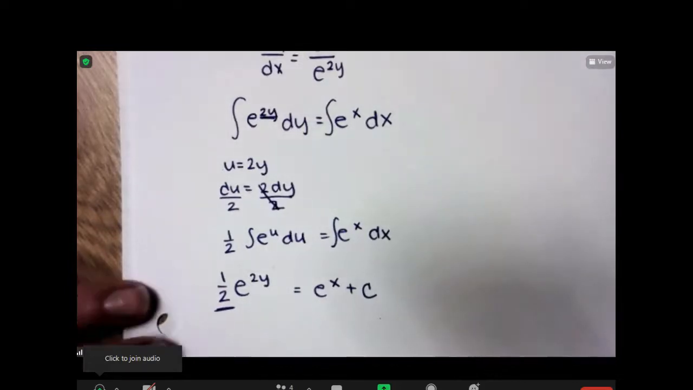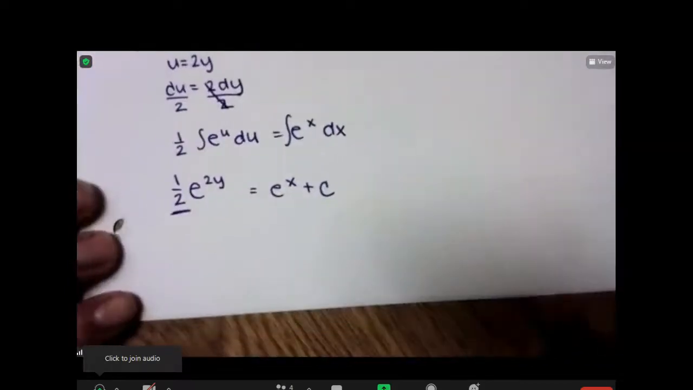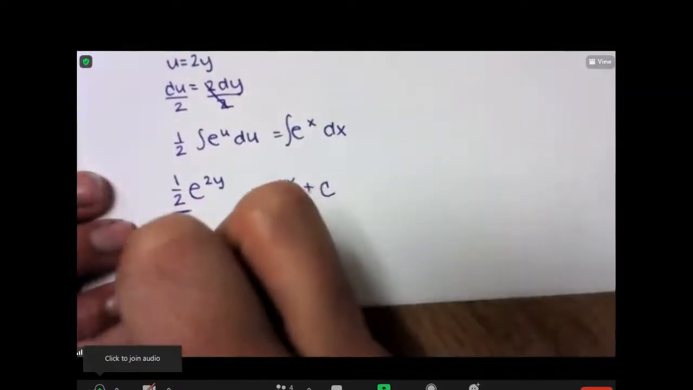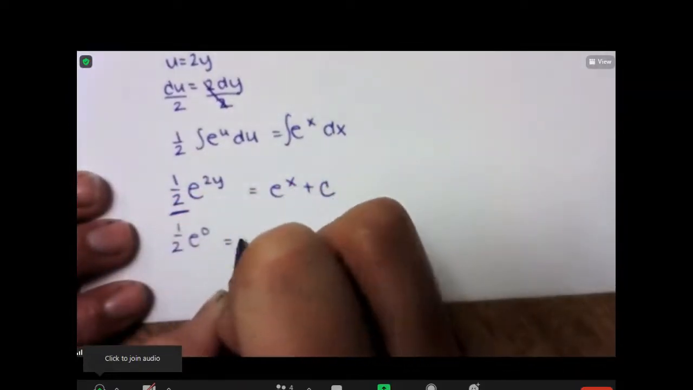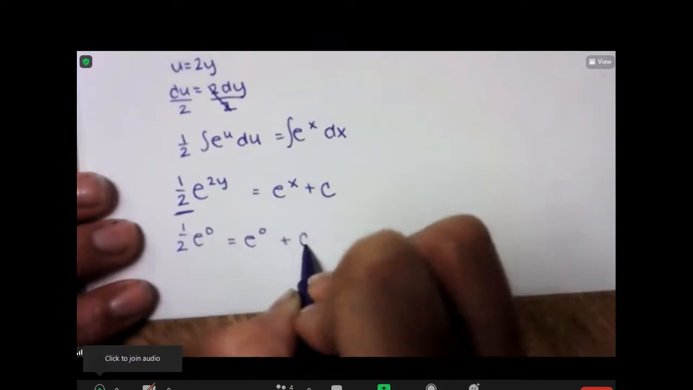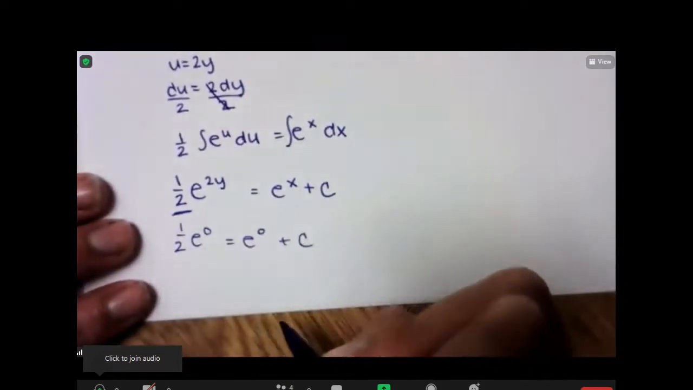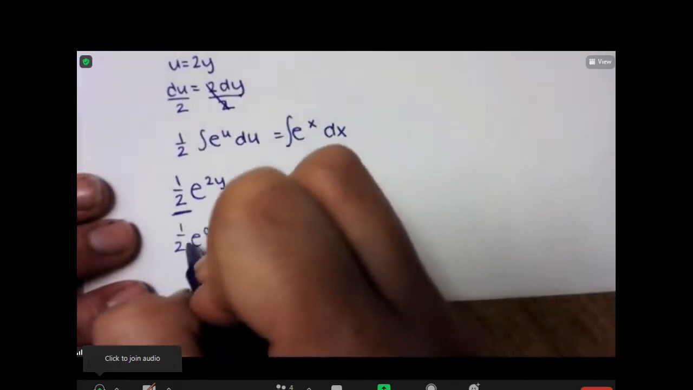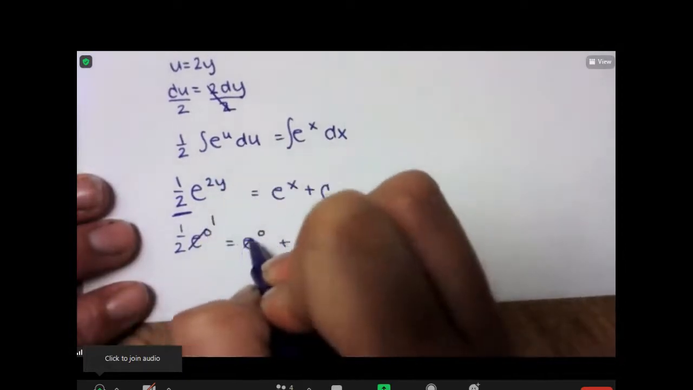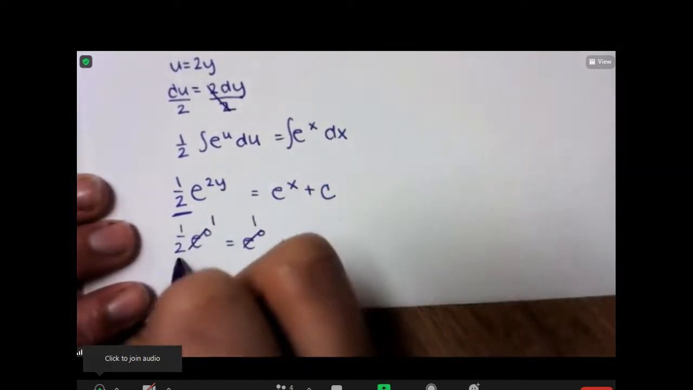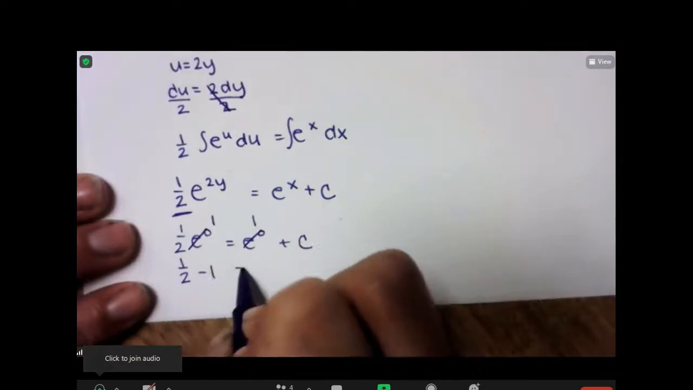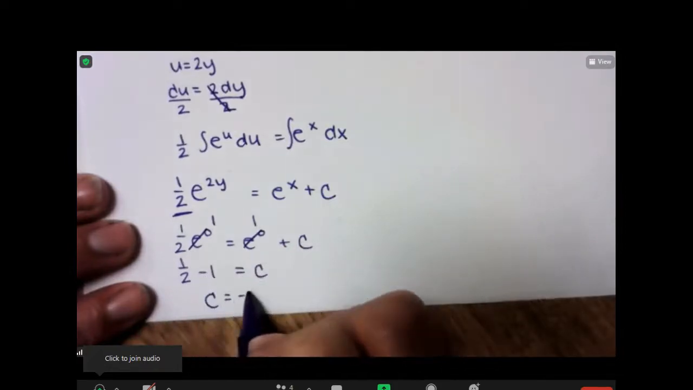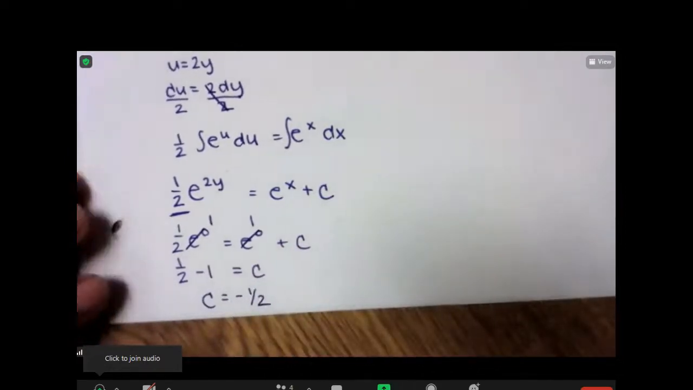Once again, I like to find my c value now. So I'd say 1/2 e to the 0 equals e to the 0 plus c. e to the 0 is always equal to 1. Good. So you'd get 1/2 minus 1 equals c, or c is equal to negative 1/2.